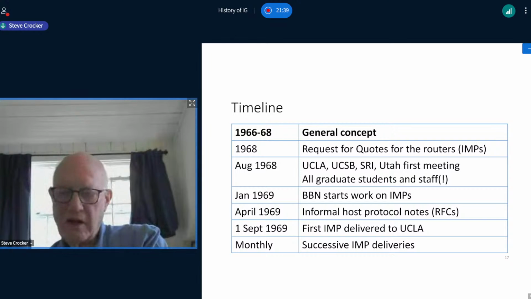Bolt Beranek and Newman in Cambridge, Massachusetts, won the bid for building the IMPs, and they started formally in January '69. Meanwhile, our little group continued to meet, and after several months, decided we better write down some of the thoughts that we'd been kicking around. And so in April 1969, we kicked off an informal set of notes with some trepidation that they might be misinterpreted as asserting authority or putting ourselves in a position that we didn't belong in, because there was no formal charter, there was no formal governance structure or anything.